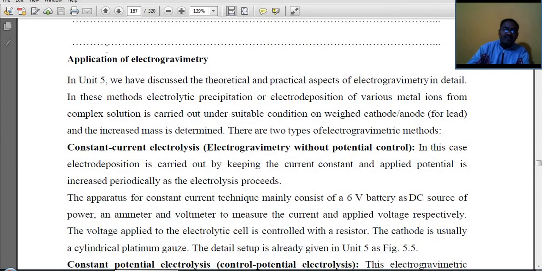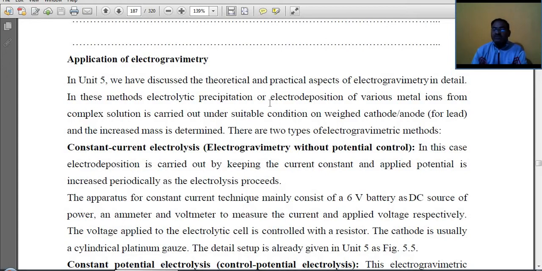Next, what are the applications of electrogravimetry? Here we already discussed the theoretical and practical aspects of electrogravimetry in unit 5. In these methods, electrolytic precipitation or electrodeposition of various metal ions from a complex solution is carried out under suitable conditions on a weighed cathode or anode, and the increased mass is determined.